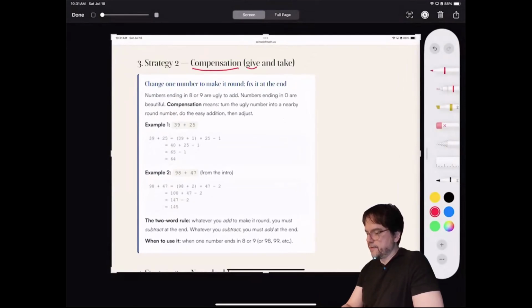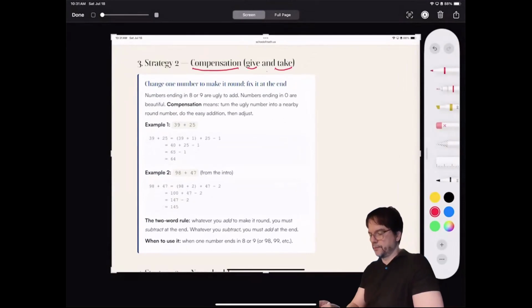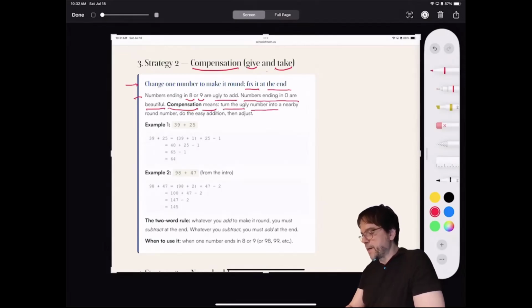Compensation. Give and take. It is more or less what we've been doing. Let's see here. Change one number to make it round. Fix it and in the end adjust. Numbers ending in 8 or 9 are ugly to add. The addition is hard. Numbers ending in 0 are beautiful. Compensation means turn the ugly number into a nearby round number. Do the easy addition, then adjust.